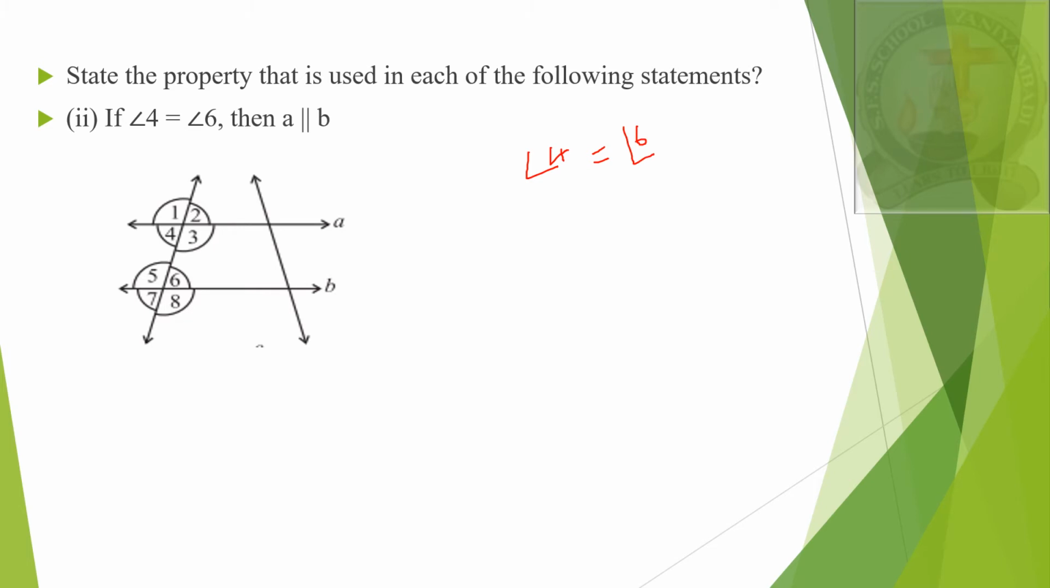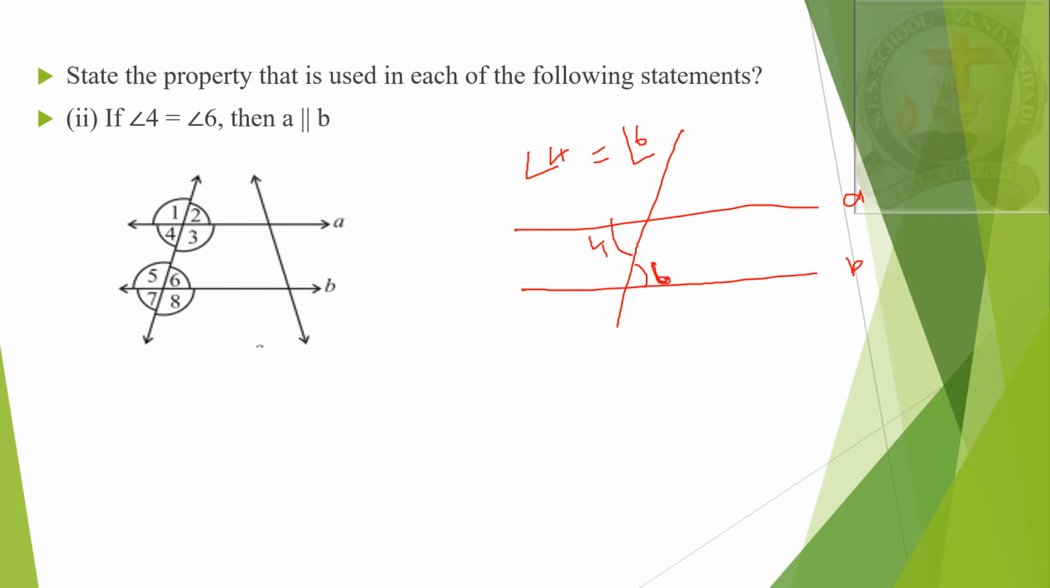Why are they equal here? What are angle 4 and angle 6 here? Let us draw the picture very clearly. I'll take a line A and line B. I can draw this like this also. What are angle 4 and angle 6 here?